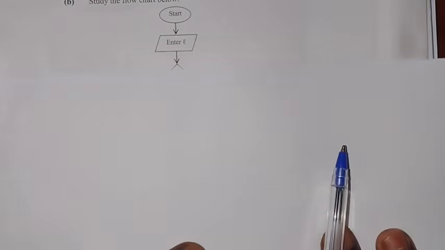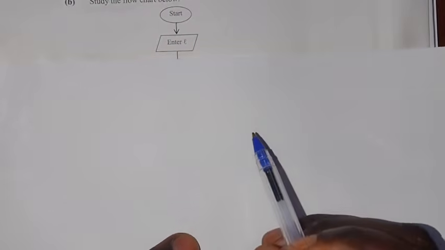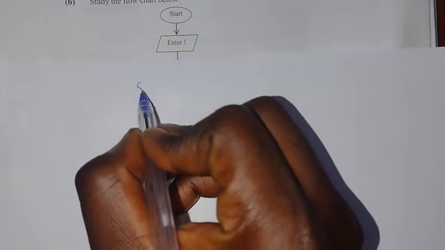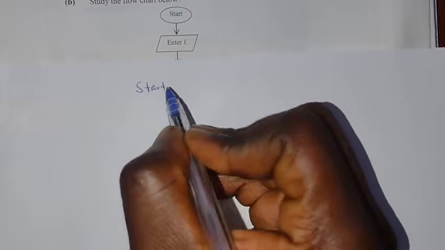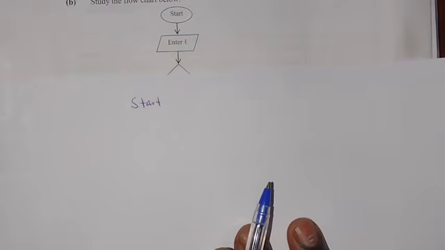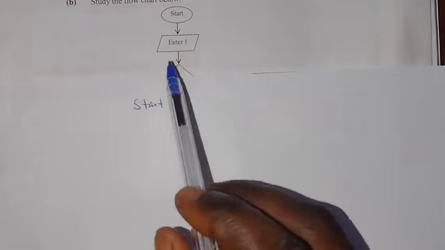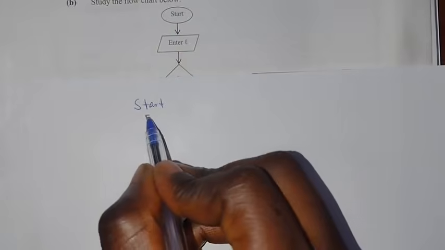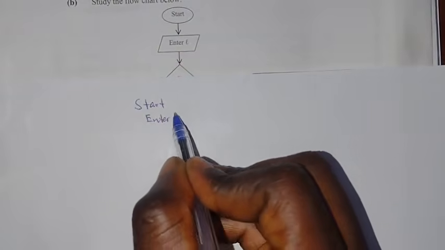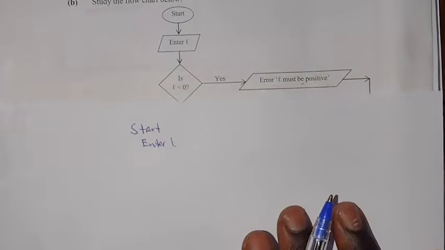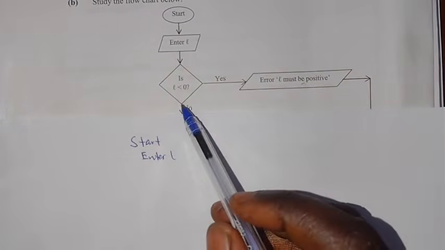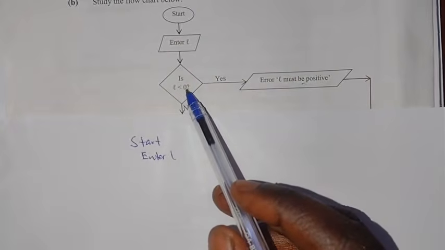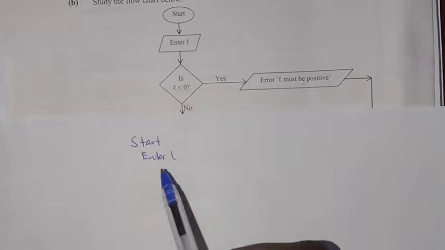So we are going to get our paper. You can see here we have start, so you are going to write start. The moment you write start, you look at what's next. They are saying enter L, so you also write enter L. Then from here, what's next? There is this decision box: is L less than 0?